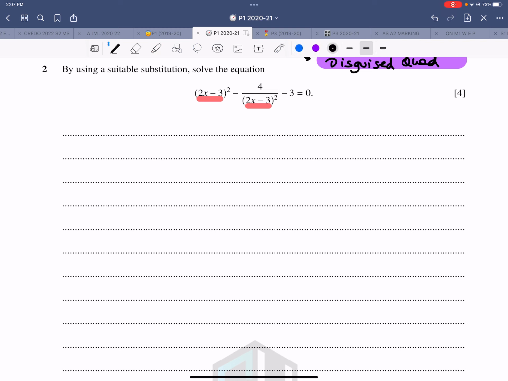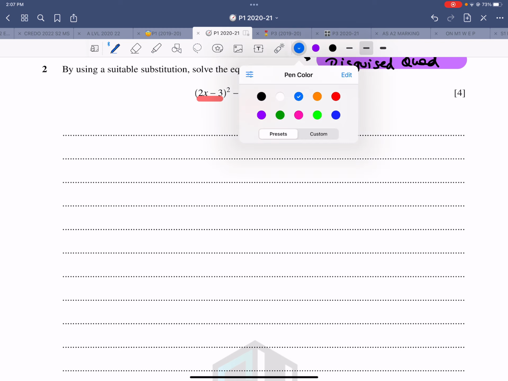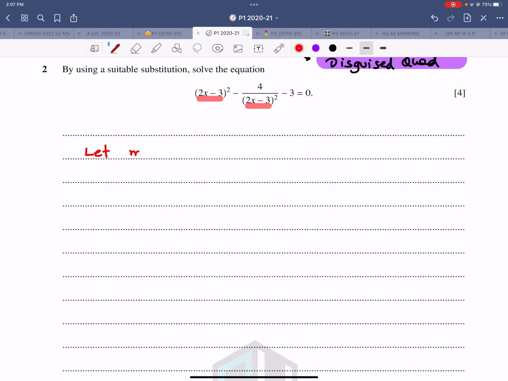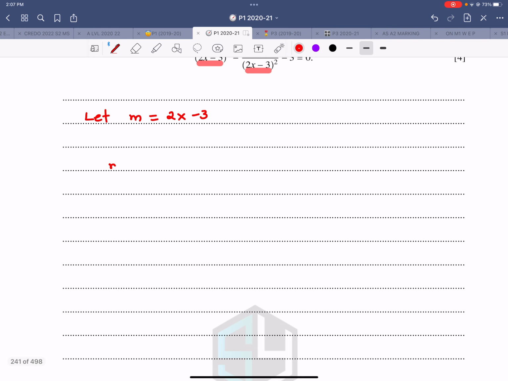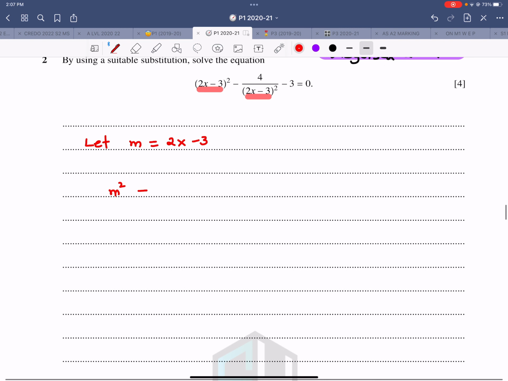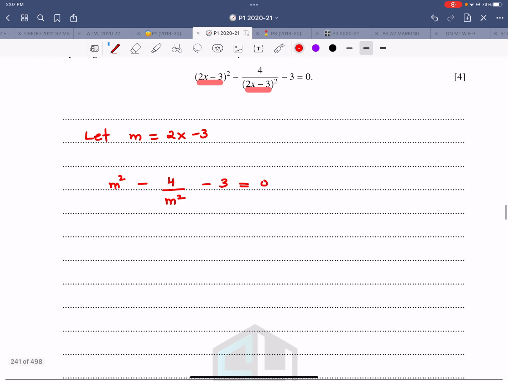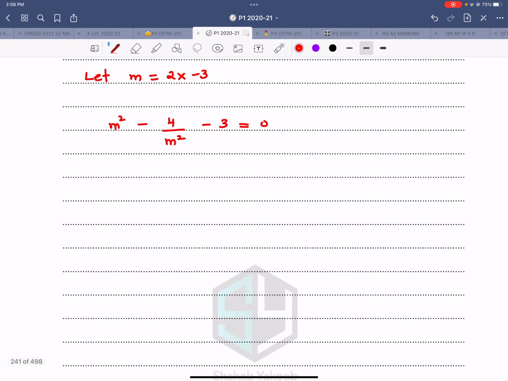So let's make a substitution. Let m equal 2x minus 3. Therefore, m square minus 4 over m square minus 3 equals 0. Take LCM or cross multiply. M power 4 minus 4 minus 3m square equals 0. M power 4 minus 3m square minus 4 equals 0.